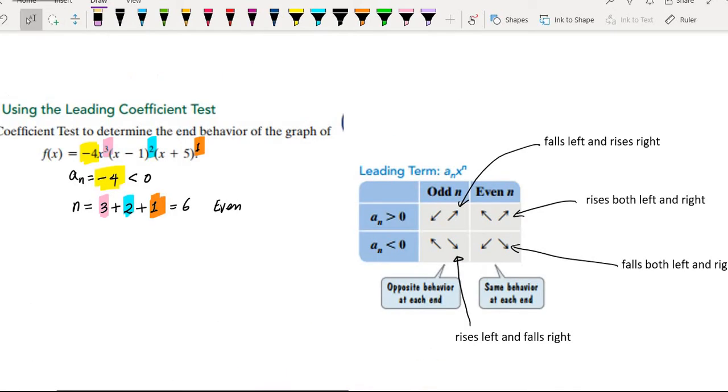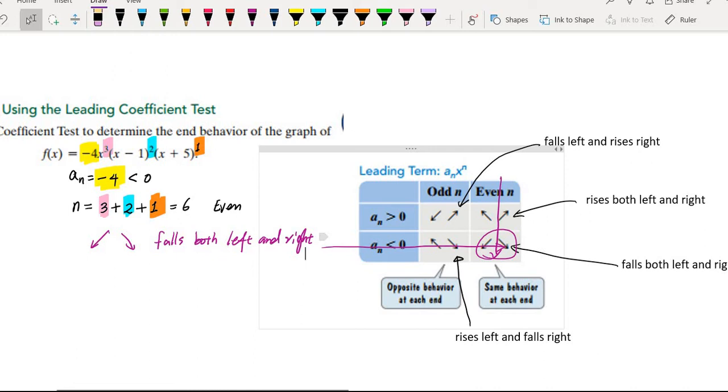All right, let's take a look at this. a_n is less than 0, so we look at this row, and then n is even, so we look at this column. We overlap right there. That's the reason why we have falls both left and right. That's why it's so important you memorize this.